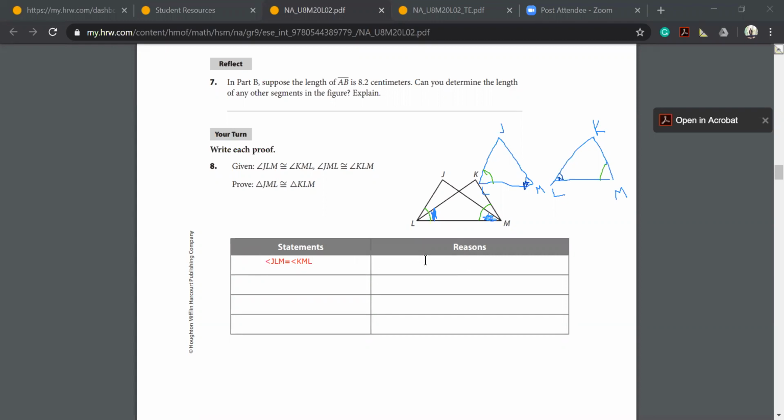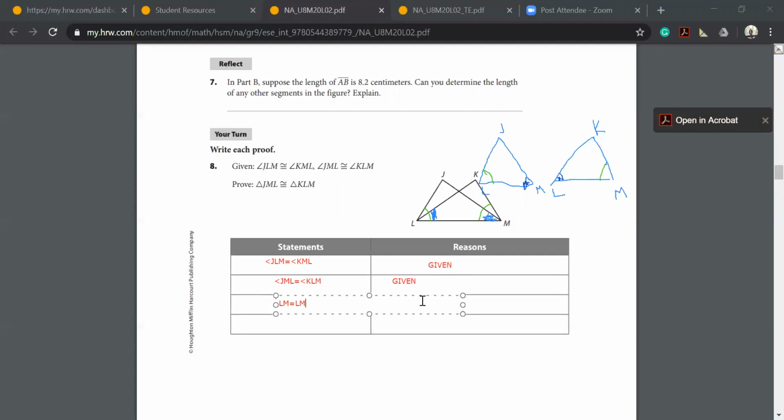Why? Because this is given. And we have another given, which is angle JML is equal to angle KLM. Why again? Because this is again given. And then side LM is equal to side LM.